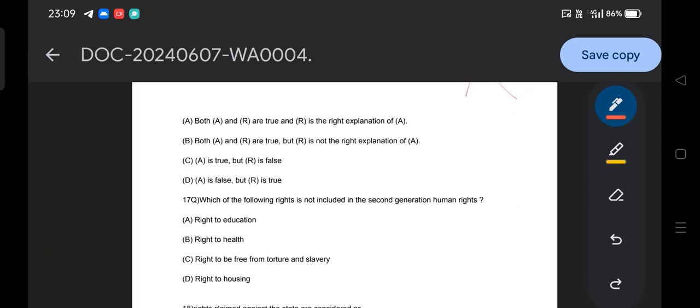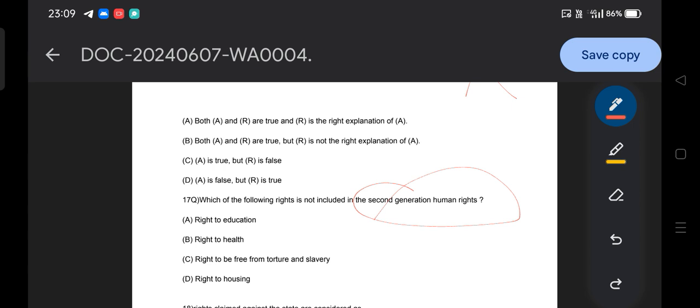Very interesting question. Moving to the next question: which of the following rights is not included in the second generation of human rights? Second generation of human rights. Option A, right to education. Option B, right to health. Option C, right to be free from torture and slavery. Option D, right to housing.